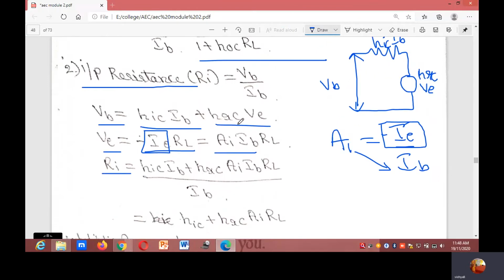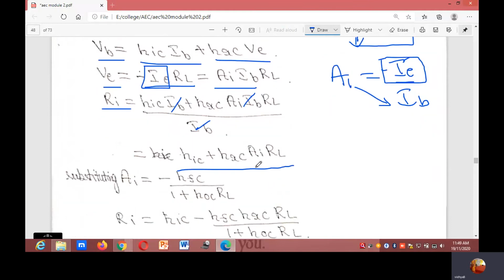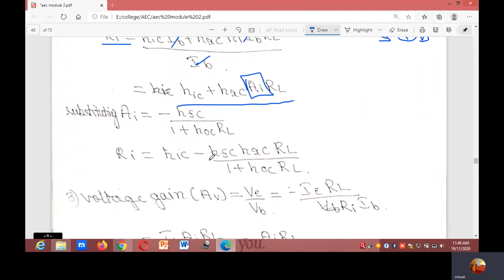Ri is equal to VB divided by IB, and we know the value of VB. So substitute: HIC IB plus HRC AI into IB into RL, divided by IB. If you cancel IB, you get HIC plus HRC into AI into RL. We know the value of AI, so substitute it. After substituting, you get input resistance equal to HIC minus HFC into HRC into RL divided by 1 plus HOC into RL. This is the input resistance.